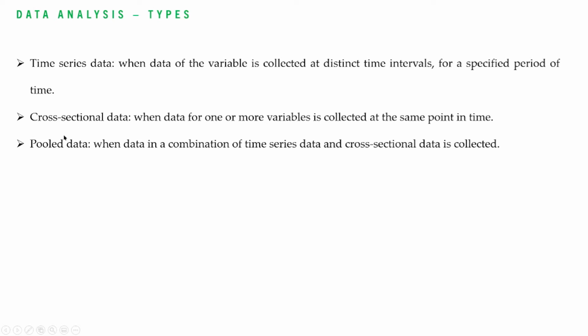And then we have cross-sectional data, when the data for one or more variables is collected at the same point of time. So if at the same point of time the data for more than one variable is collected, then it is called cross-sectional data. Next we have what is called the pool data. It is a combination of time series data and cross-sectional data.